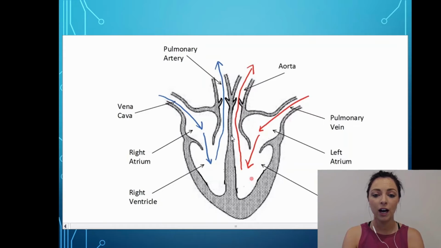Notice again our colour indicators. Looking at the right side of the heart, it has blue arrows, which indicate deoxygenated blood. The left side of the heart is red, which indicates oxygenated blood. So notice how the right is on the left side and the left is on the right-hand side. You always have to know that when you're labelling the heart. It's not as if you're drawing your right-hand side and your left-hand side. It's always the other way around, okay? It's really important for labelling.